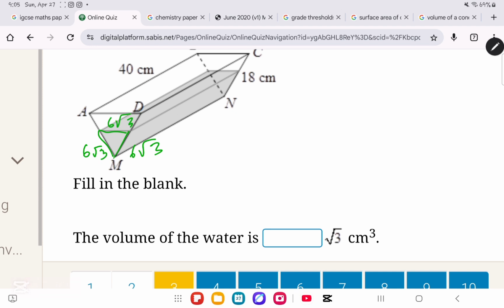Okay? Now they want the volume of water. Here in this case, what we could do is find the area of the triangle and multiply it by the length. So what is the area of the triangle?